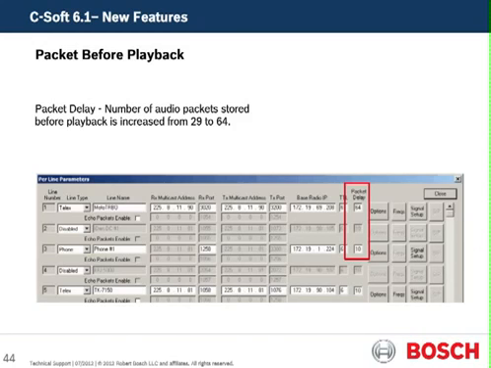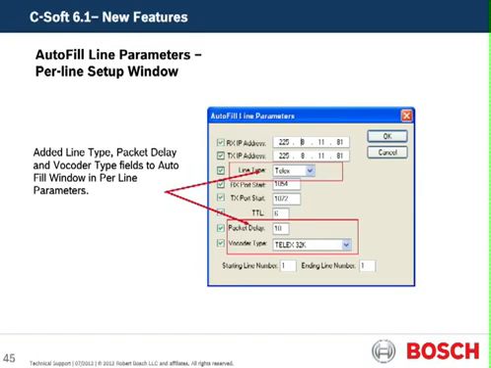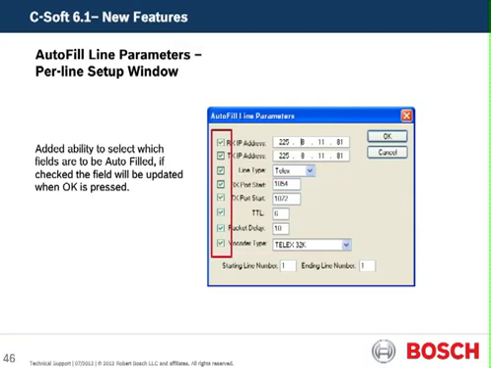To better support networks with transport issues, the packet delay before playback field has been increased from 29 to 64, allowing for a total time of 1.28 seconds worth of packets to be stored per line before playback. The autofill functions within the per line setup window have been improved. Now line type, packet delay, and vocoder type can be programmed within each group. Additionally, the ability to select which fields would be filled in per group has been added.